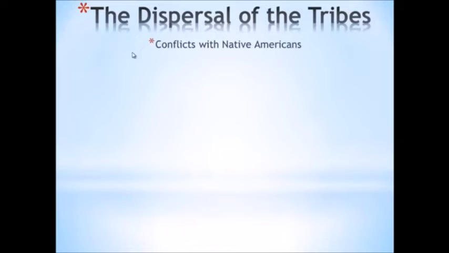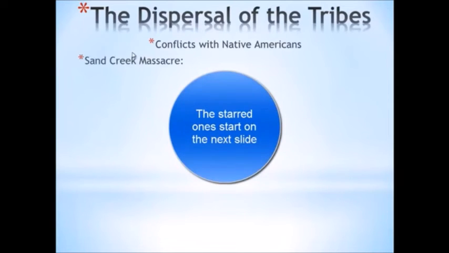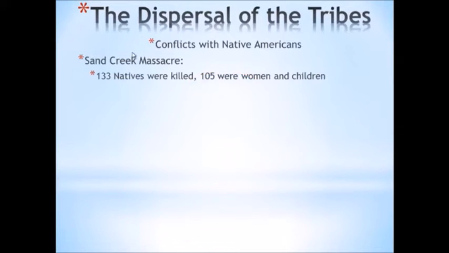Okay, we're going to talk about some conflicts with Native Americans. You should definitely be familiar with all of these, but the ones that are starred, pay special close attention to because those are the ones that appear most often. The Sand Creek Massacre was a massacre that involved 133 natives being killed, and 105 of them were women and children. And sadly, we'll see this happen to Native Americans. A lot of times, we'll see women and children killed.